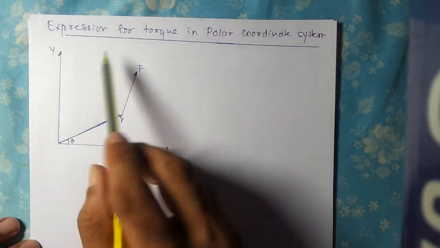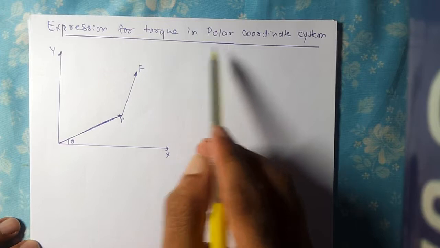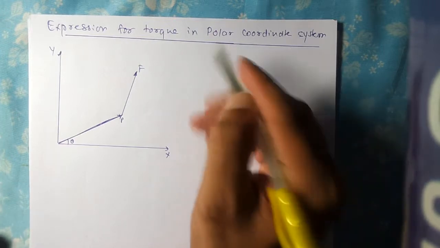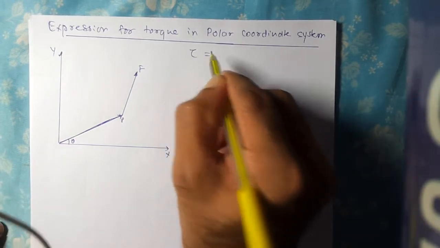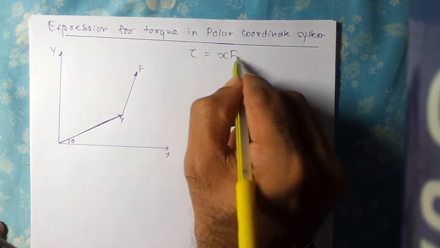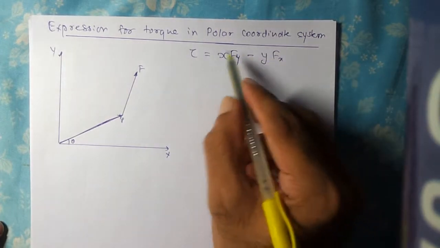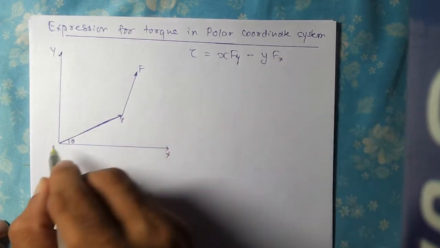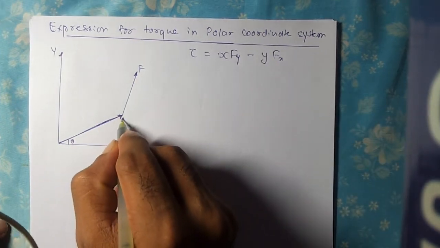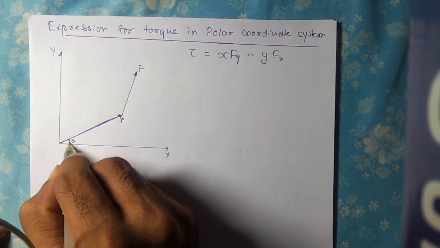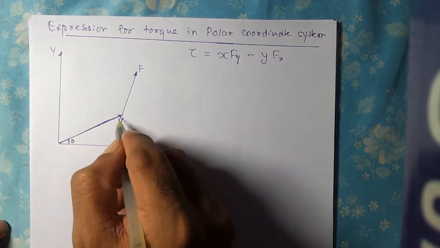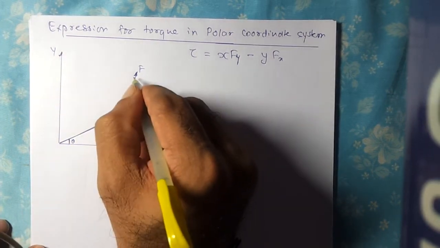In this video we'll get an expression for torque in the polar coordinate system. In the previous video we obtained torque is equal to x Fy minus y Fx. Right? In this we'll look at the polar coordinate system. So let us say the particle P is at an angular displacement theta at time t, and the force acting on it is F, right?